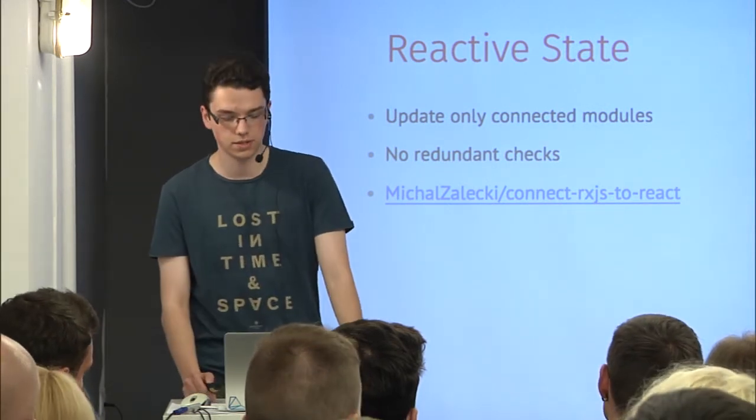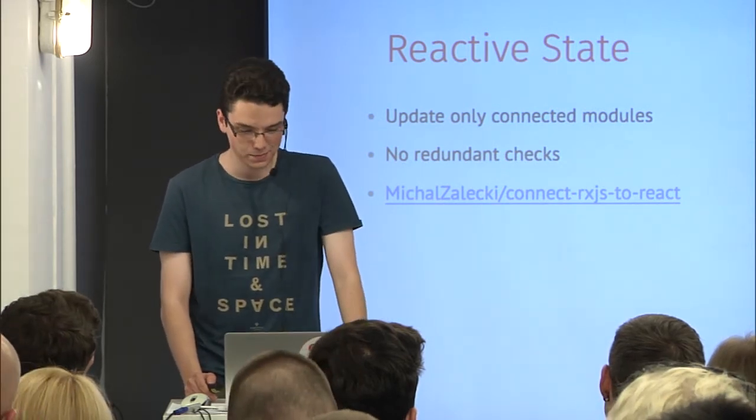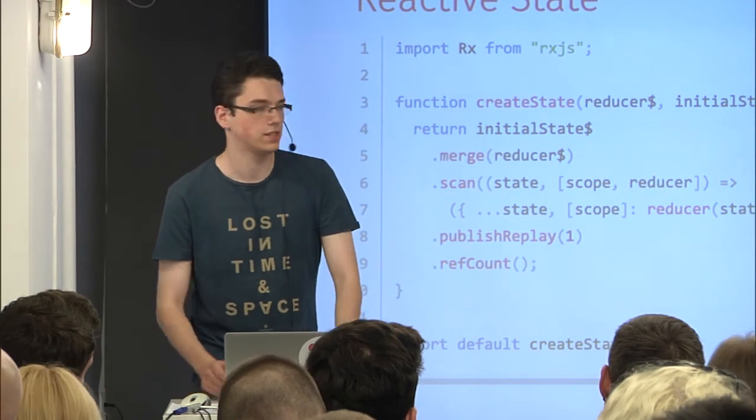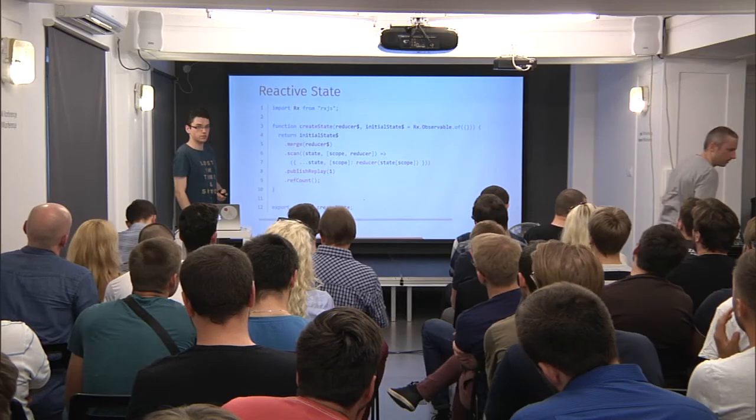There's a blog post about it. And actually, this is my most popular project on GitHub. Okay, that's how it looks. For those who are familiar with Redux, it's really simple. For those who are not, I will explain. What you do is you create a state function. The first argument will be the stream of reducers and an optional initial state. And then you are merging the initial state with the stream of reducers.